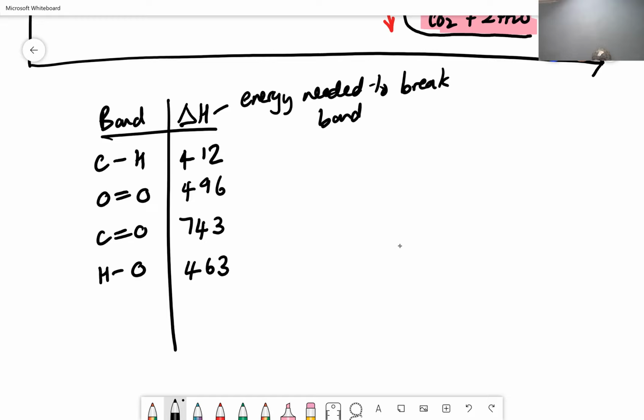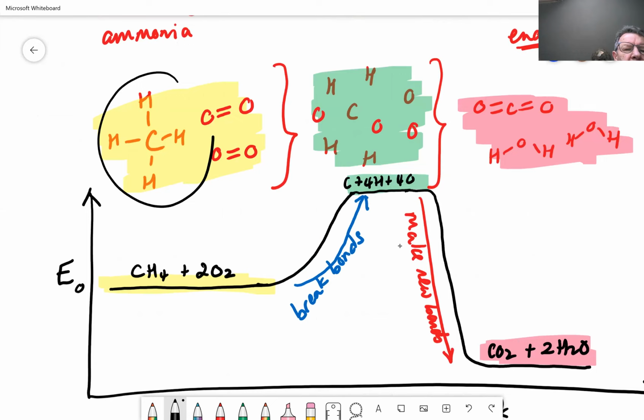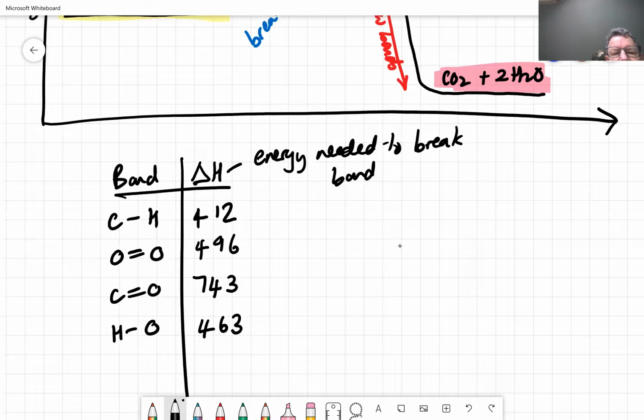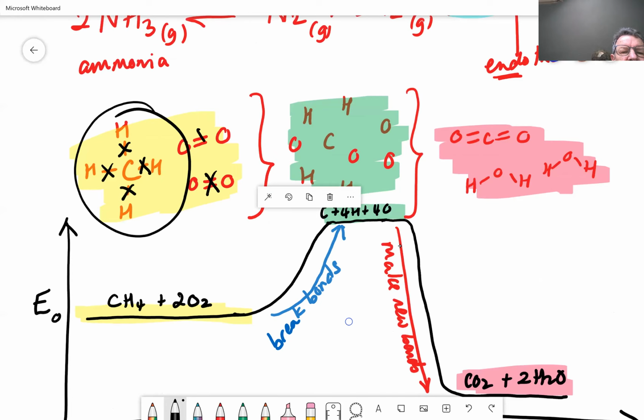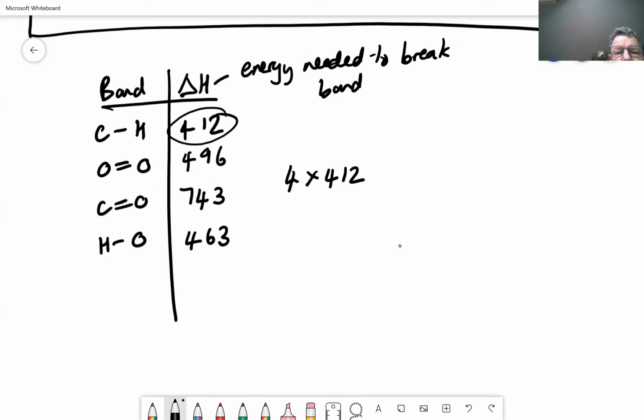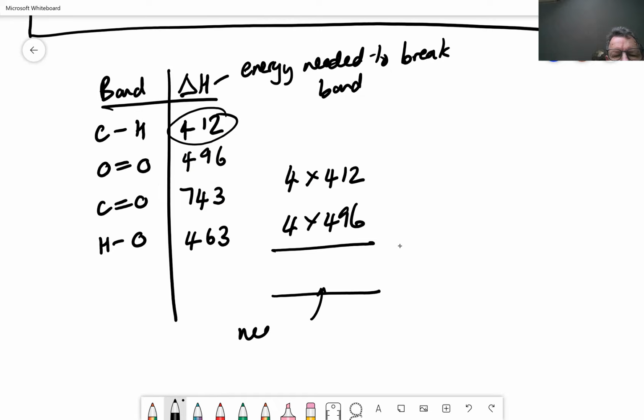So if I go back up just for a minute, I can see that up here, I have to break 1, 2, 3, 4 carbon to hydrogen bonds. So that means I'm going to have to use this four times. So I'm going to start with 4 times 412. I also need to break 1, 2 oxygen to oxygen double bonds. Okay, so 4 times 496. And that is needed to break the original bonds.